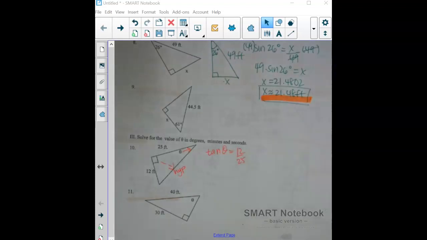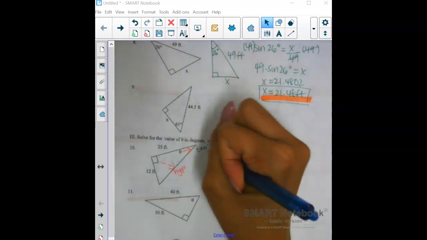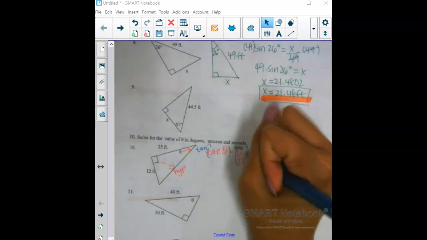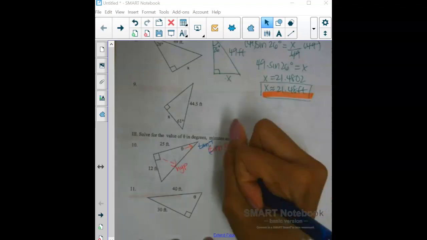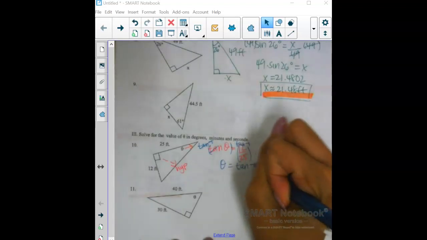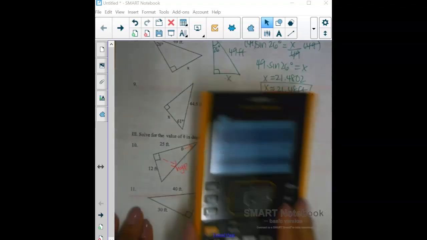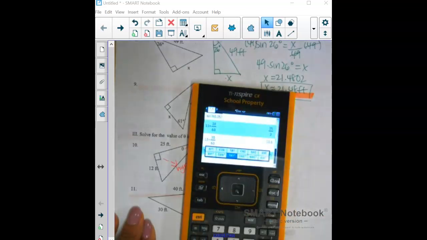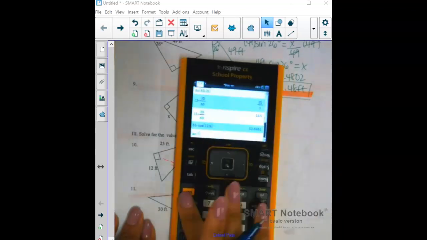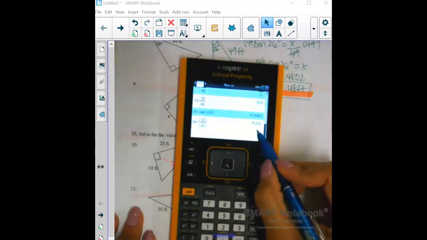Well, let me think. In order to get theta by itself, I'm going to have to do the inverse of tangent on each side. Remember, we did this a while back. Whenever you're trying to find an angle, you're going to do the inverse, tangent inverse. So theta is going to equal tangent inverse of 12 over 25. And I'm going to use my calculator to solve. So we're going to do tangent inverse of 12 over 25. I'm going to put that fraction, 12 over 25. We're going to get about 25.641.